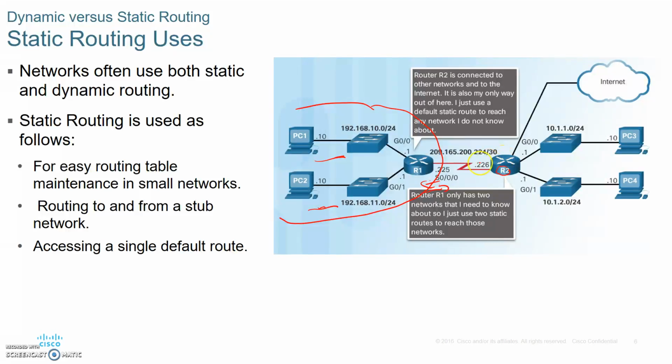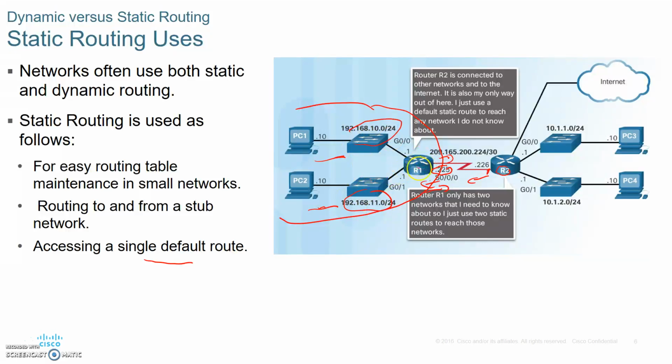And the only way is to exit out of this interface, or using this as the next hop. Okay. And another use of static routing is on your default route or your gateway of last resort. So in this case, for R1, the only way to get out of his network is through here. Otherwise, there's only two directly connected networks over here.